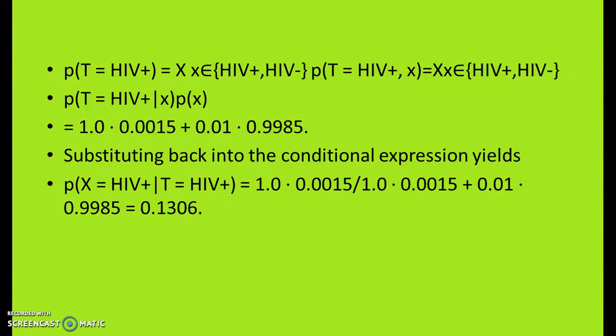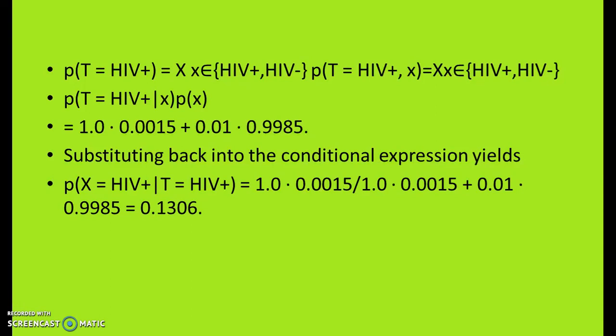That said, it can be computed via P of T equals HIV positive is equal to the sum over X, where X belongs to HIV positive, HIV negative, of P of T equals HIV positive given X, times P of X. So this is equal to 1.0 times 0.0015 plus 0.01 times 0.9985.